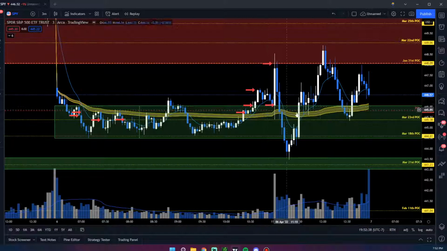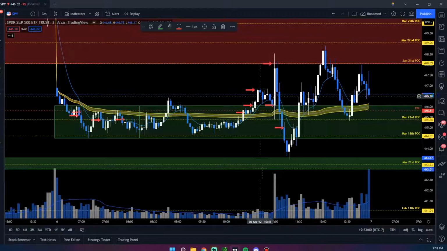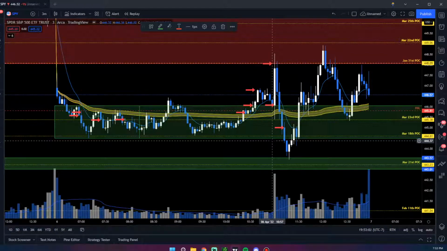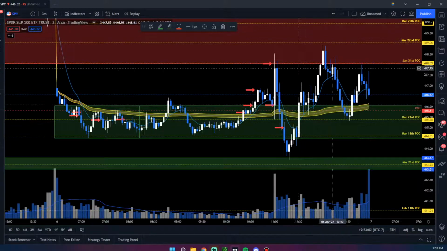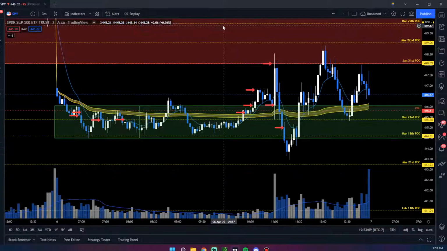And then same thing here. If we were wanting to take puts again, our 9 EMA comes down below the VWAP. This candle closed below it. So you would be hopping in puts on this next candle here and play down to this March 21st POC. So that's how you do the 9 EMA VWAP cross. Hopefully that's very clear and concise. It's pretty easy.